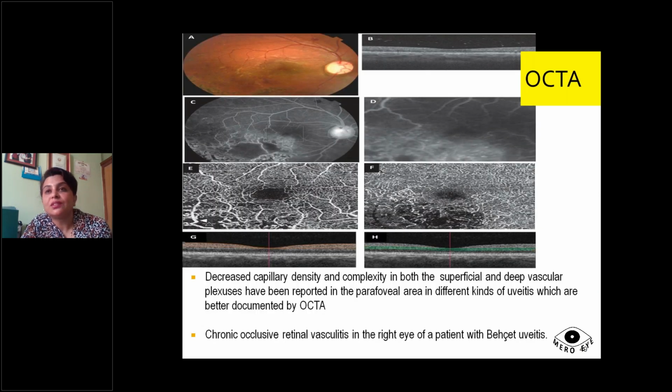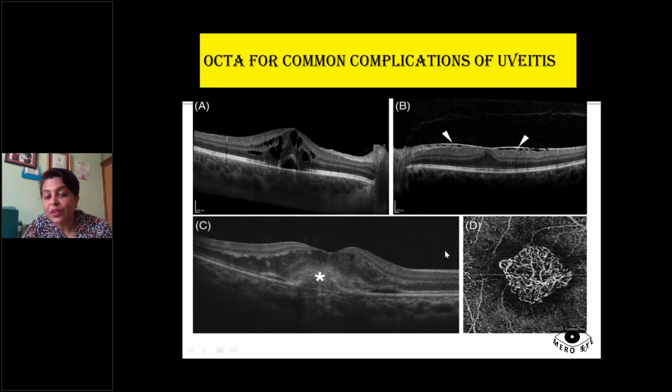Now, at present, we have already been blessed with OCTA, and there are already 2 centers in Nepal which have this OCTA. It could be a good tool for the cases of uveitis, especially with the retinal vessels involved, because there can be decreased vascular capillary density and complexity both in the superficial and the deep vascular plexus in different kinds of uveitis. And this was the OCTA in a patient with chronic occlusive retinal vasculitis, in a patient with Behçet's disease.